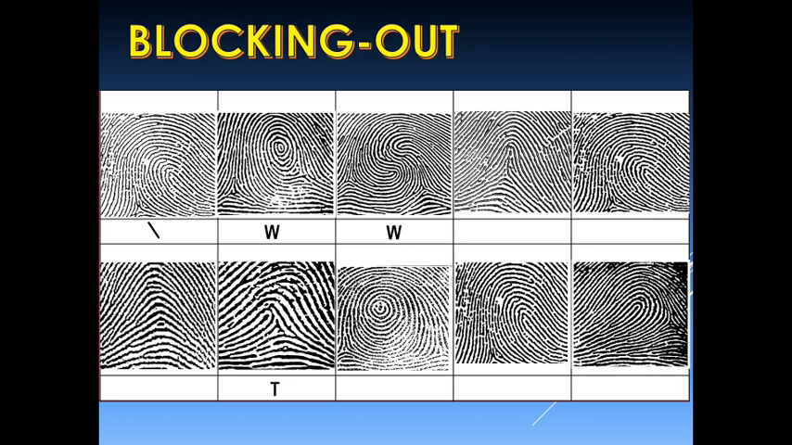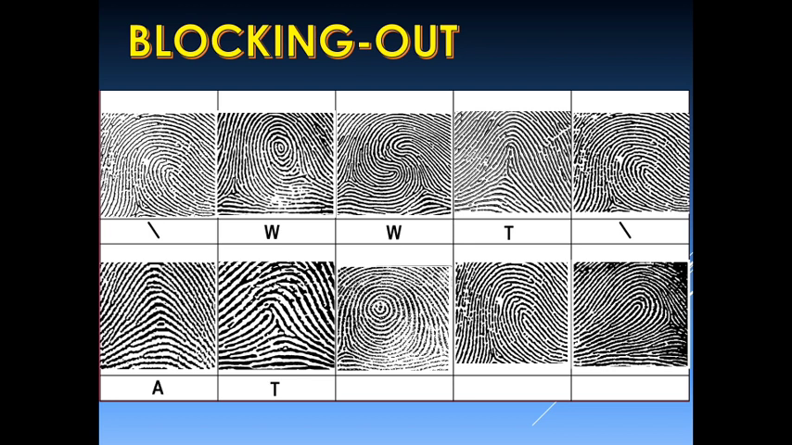And then next, on the fourth block, we have there a tented arch. So we are going to put letter E. On the fifth block, we have there an ulnar loop. So we are going to place there a backslash. And then next, on the sixth block, we have there a plain arch. So we are going to place there letter A, capital letter A.